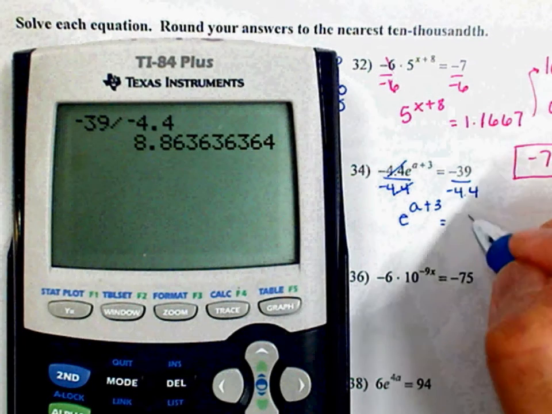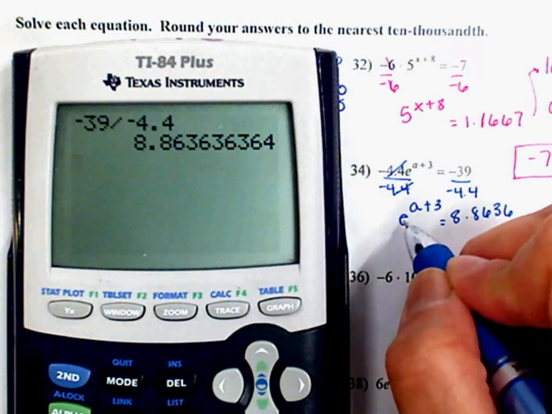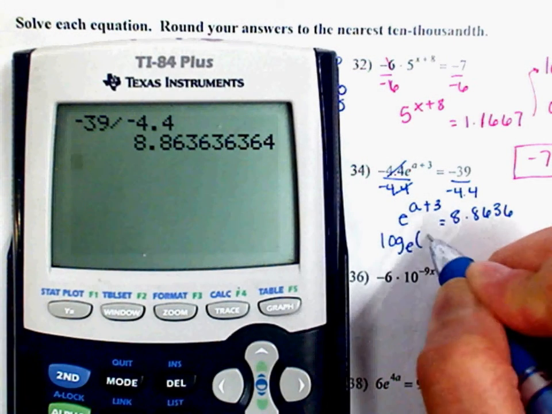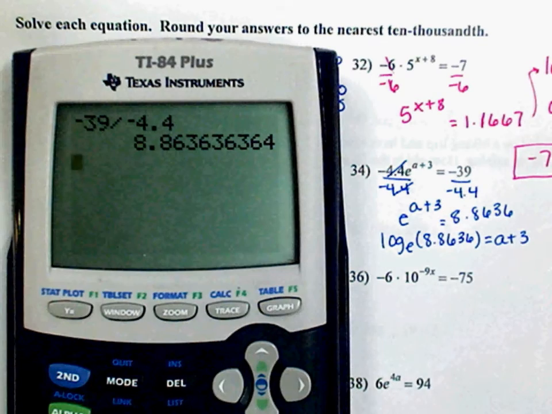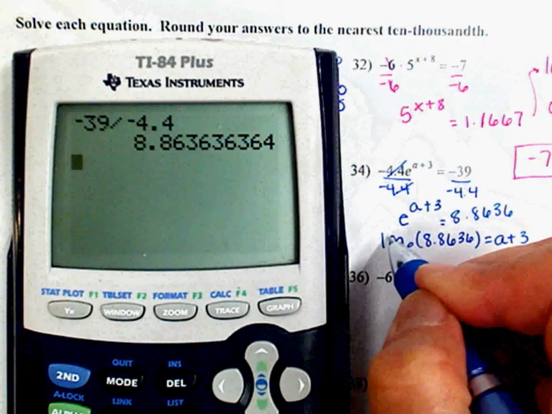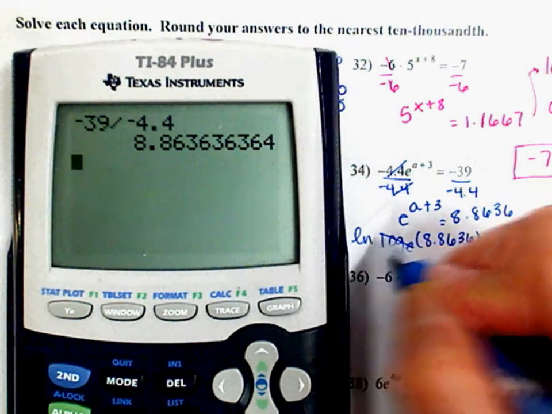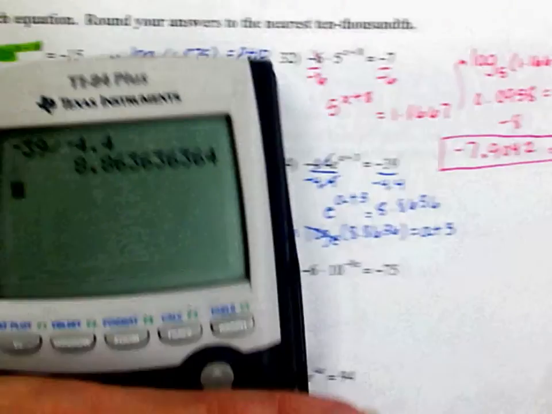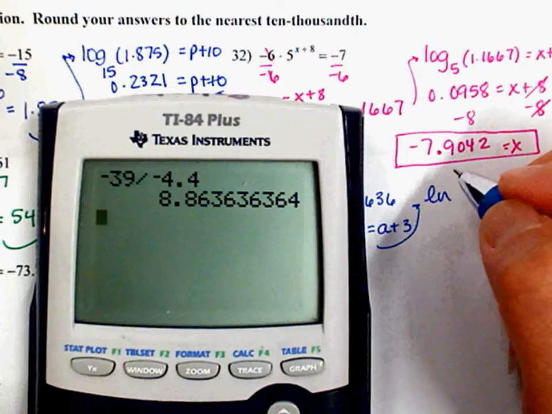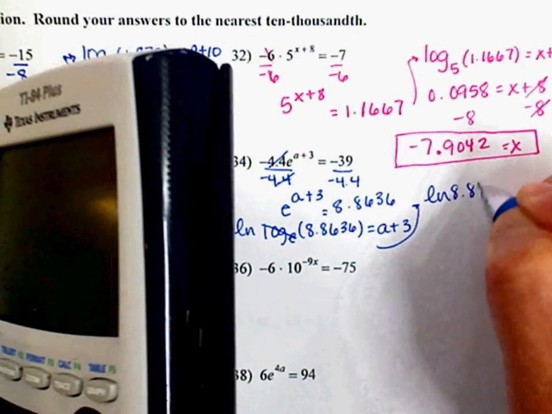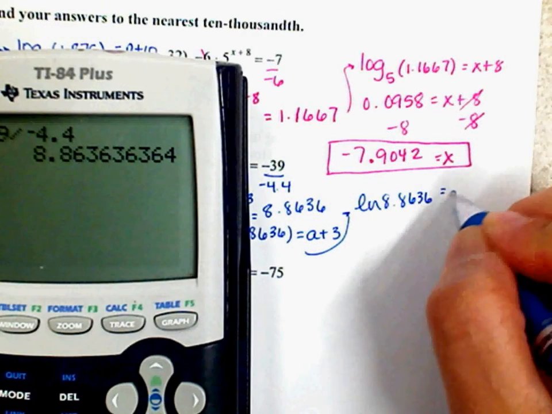Comes out to be 8.8636. Okay. So here's my base. So log base e of 8.8636 equals a plus 3. So I just rewrote that. Well, instead of writing log base e, because you have to go alpha window second e, 4 buttons, I'm going to replace that with just natural log, just like that. Okay? All right, let me rewrite that. So now I have natural log of 8.8636 equals a plus 3. Okay?